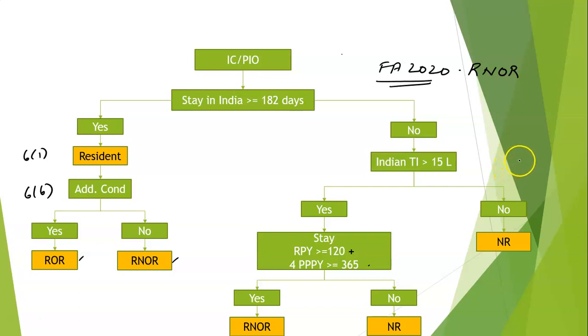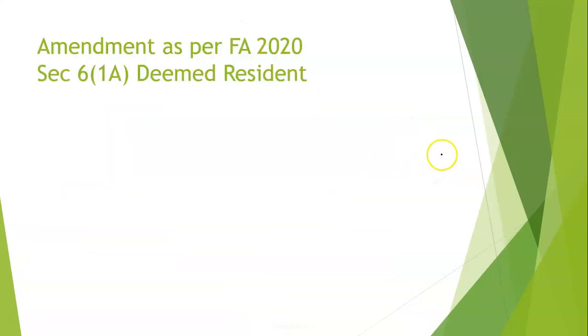Can't they? No. For this category of people, that is Indian citizen and person of Indian origin, you do not have the 60 plus 365 rule. You just have the 182 days rule. If not the 182 days rule, then no way that you can be a resident. And that's when the Finance Act 2020 brought in a case wherein you do not have 182 days, but still you can be a resident. And that's when your Indian total income crosses 15 lakhs. Clear? Simple, yes? Now let's go to the second amendment.